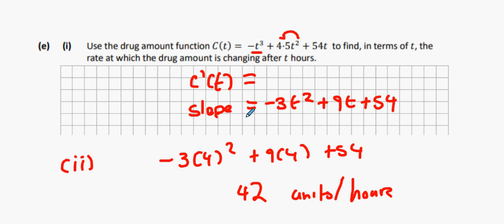Next question. Okay. It's 42 and off. Okay. 42 units per hour. Yeah.